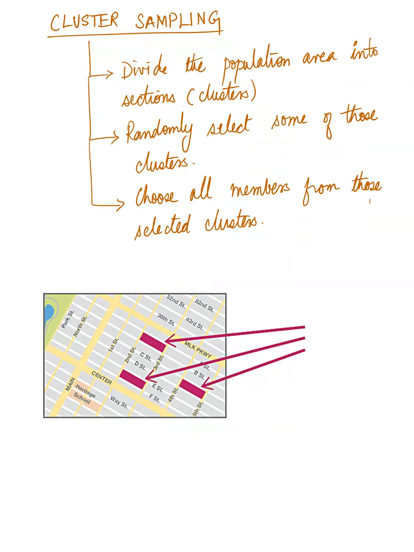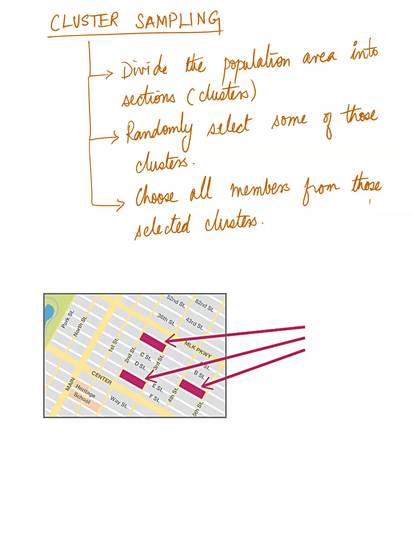Then we have cluster sampling. I gave the name here, cluster. Cluster means groups or sections. So here we say divide the population area into sections, into clusters, into groups. Then randomly select some of these clusters. And the third step is you will choose all the members from those selected clusters.